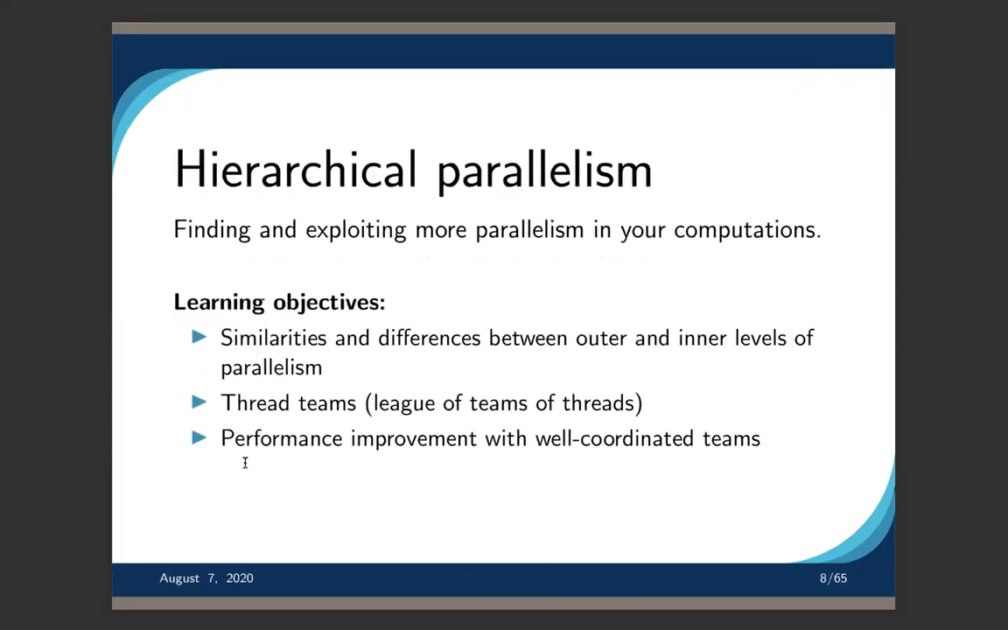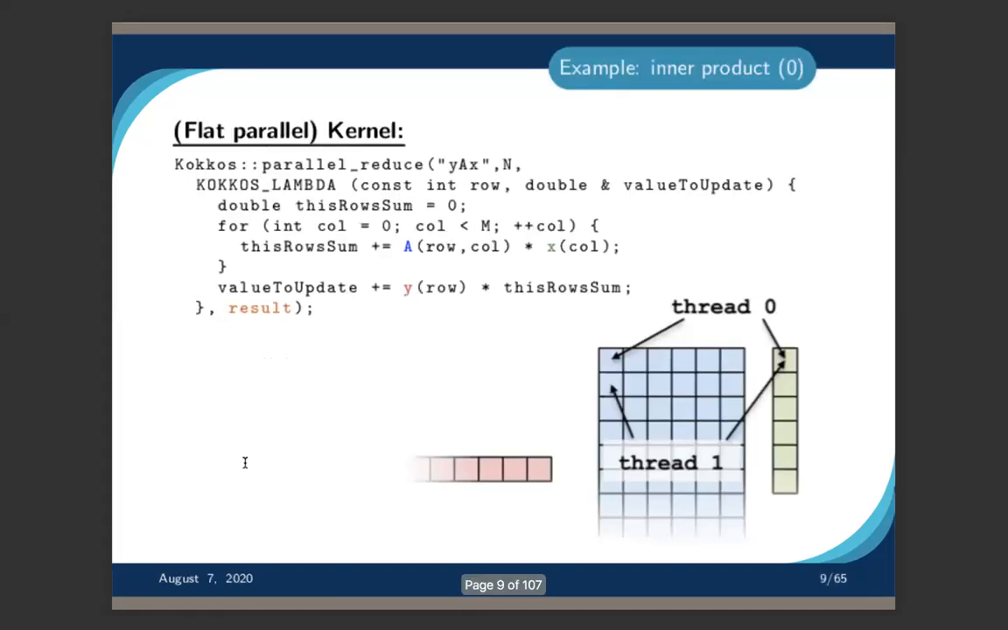But we'll start with hierarchical parallelism. Hierarchical parallelism is all about finding and exploiting more parallelism in your computations. And what we want to teach you here is how the outer and inner levels of parallelism are similar and where they differ. We're going to talk a lot about the concept of thread teams and the league of teams of threads and what that means and how it works. And we'll talk a bit about how these thread teams can help you improve performance, if you have these well-coordinated teams.